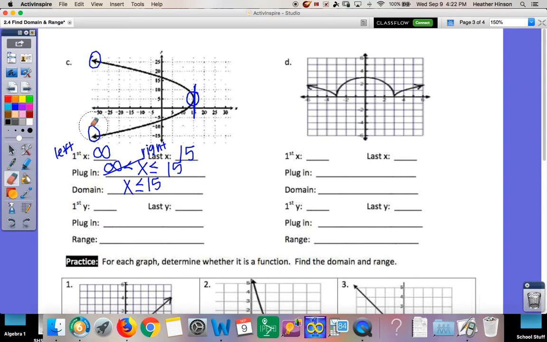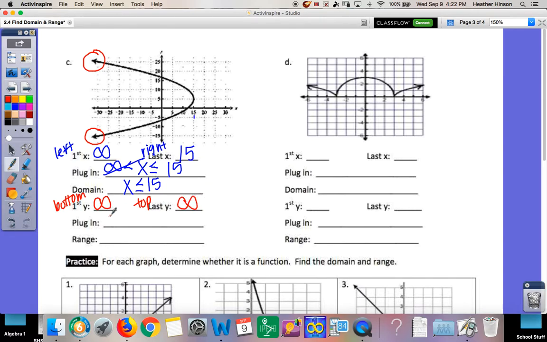Then we're going to go to range. For range, our first value at the bottom, the super bottom, that one has an arrow. Arrows mean what? Arrows are infinity. The last y at the very top, not where it hits the y-axis, but the very, very top, that's an arrow as well. So that's infinity.